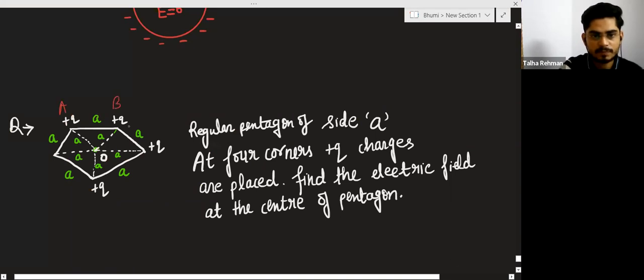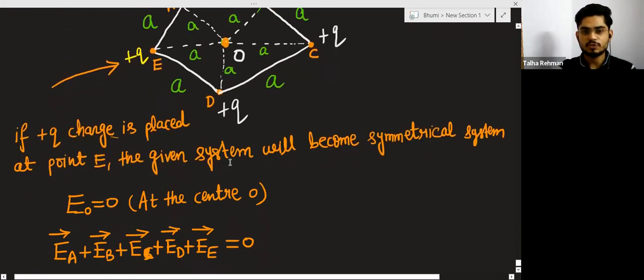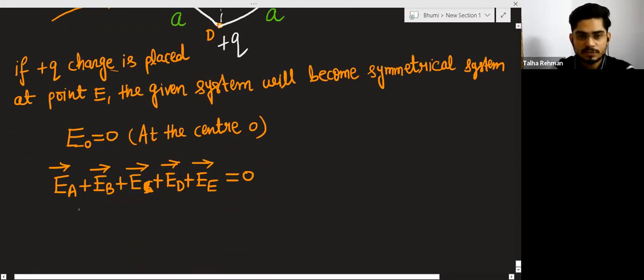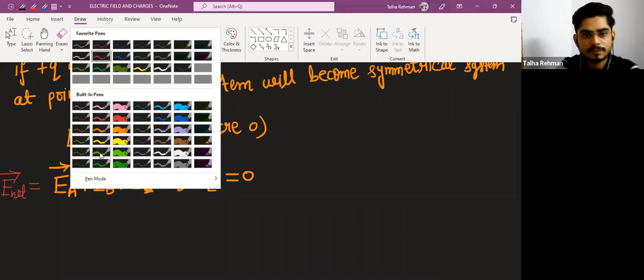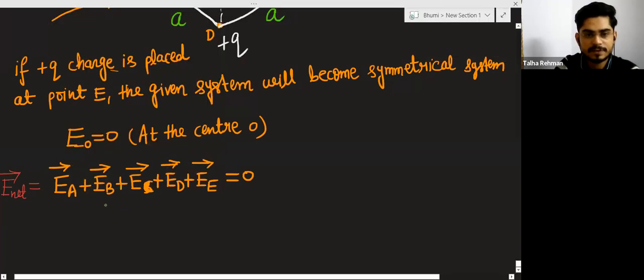A, B, C, D. And at E there is no charge. We have just placed the charge for solving the question. So what I am doing, and this is the net electric field. The net electric field at point O is equal to this, and if you calculate this, you can write this.